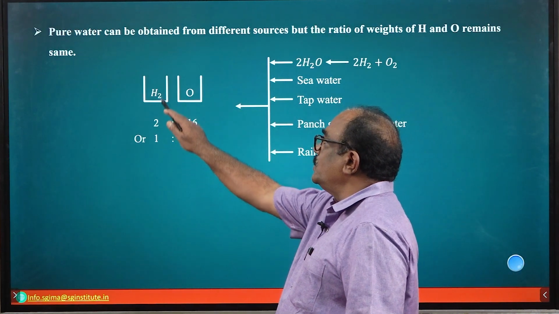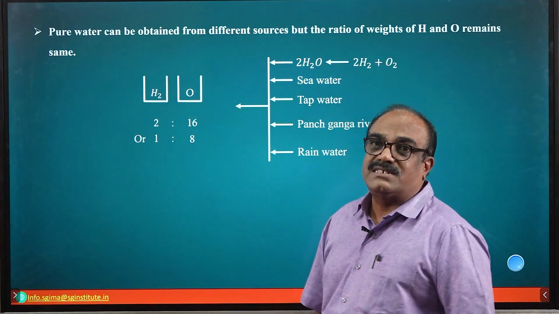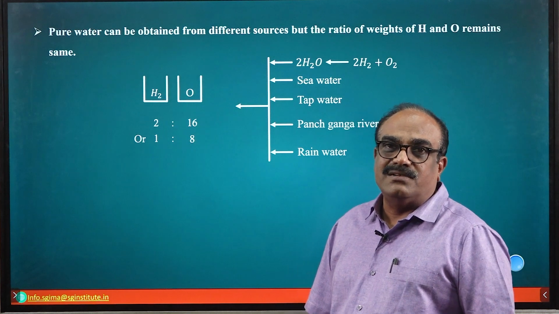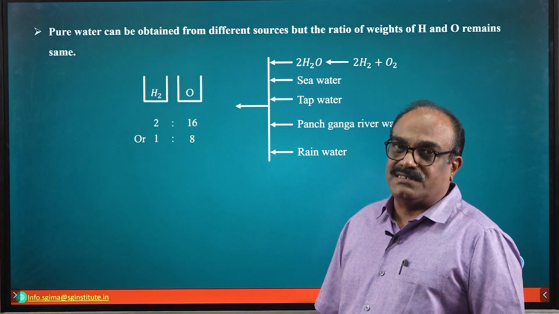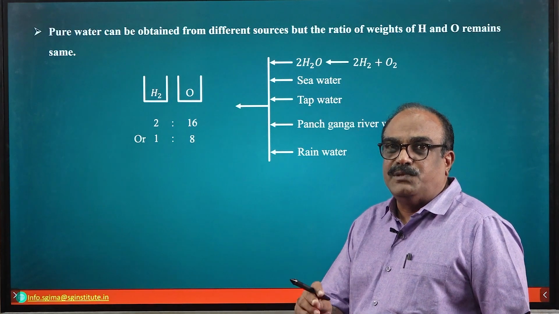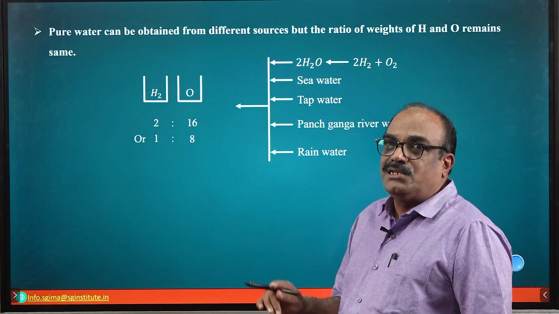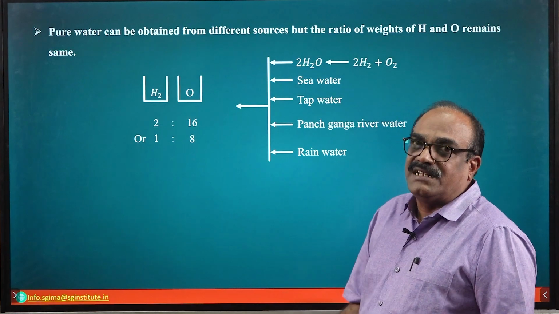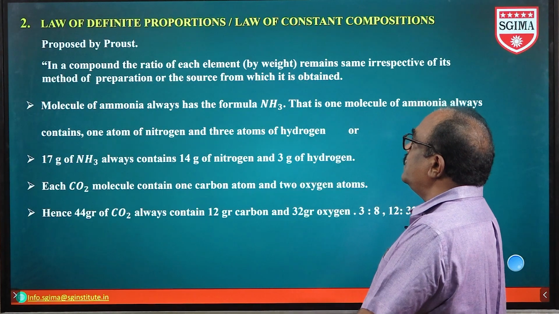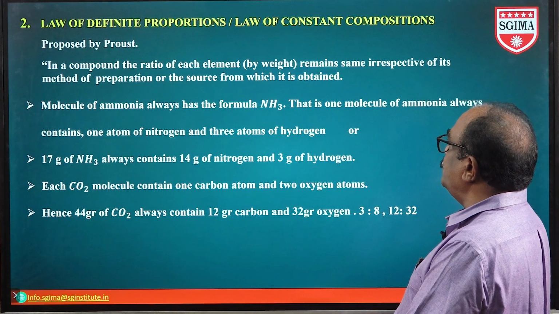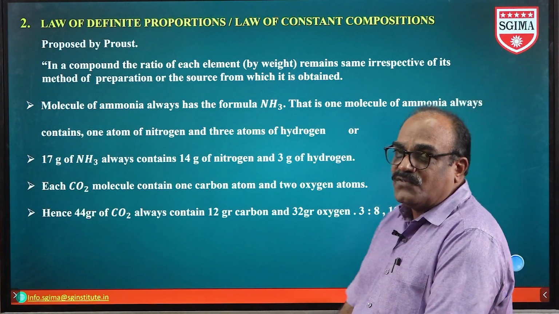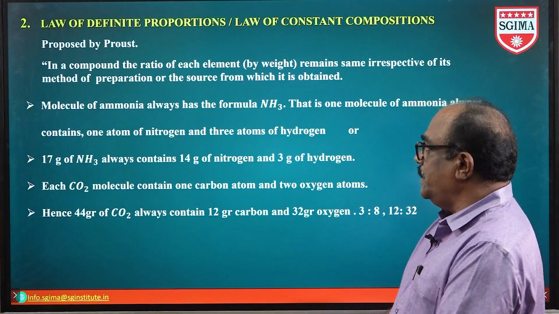For example, 2 grams of hydrogen will be combining always with 16 grams of oxygen. If I take a simple ratio, every 1 gram of hydrogen will be combining with 8 grams of oxygen. This is the law of definite proportions. For any chemical compound in its pure state, the substances combining to produce it will bear a fixed, constant ratio. Now, let us come back to the definition given. In a compound, the ratio of each element by weight remains the same irrespective of its method of preparation or the source from which it is being obtained.